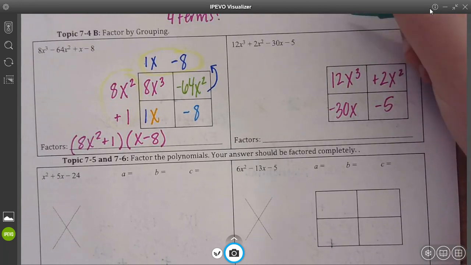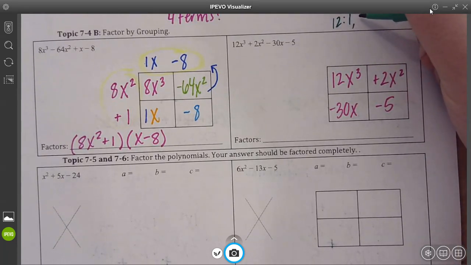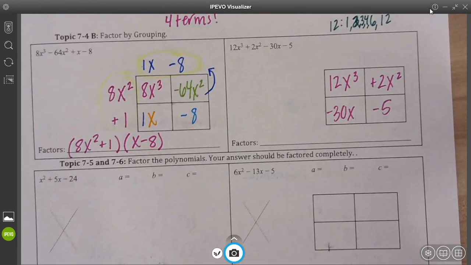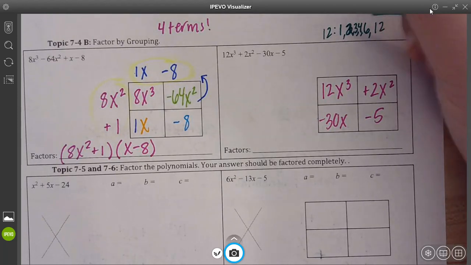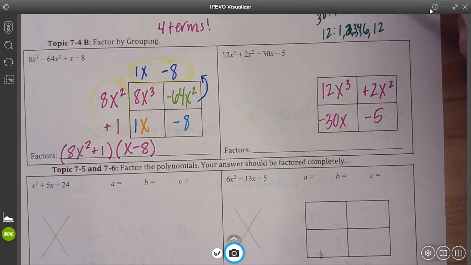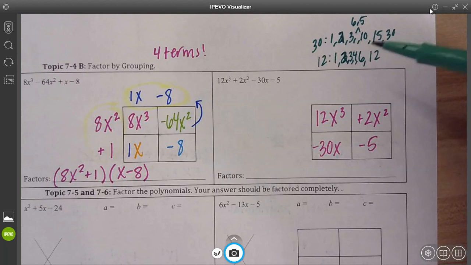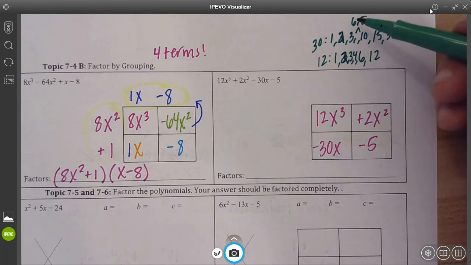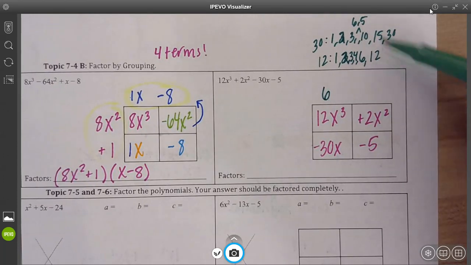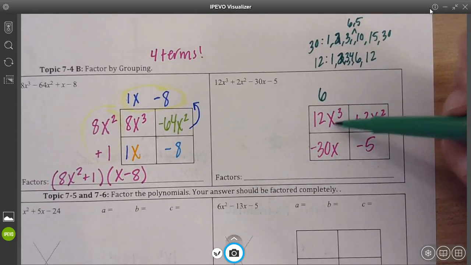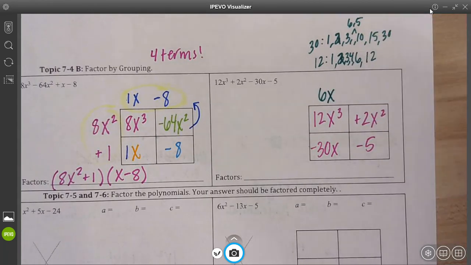Well, my factors of 12, if I need to make a list, are 1 times 12, 2 times 6, and 3 and 4. And my factors of 30 are 1 and 30, 2 and 15, 3 and 10, I ran out of space here, 6 and 5. So I'm trying to find the largest number that they both have in common, and that would be a 6. So if you ever need to make a list of your factors, you can. What do x cubed and x have in common? Well, they share an x.